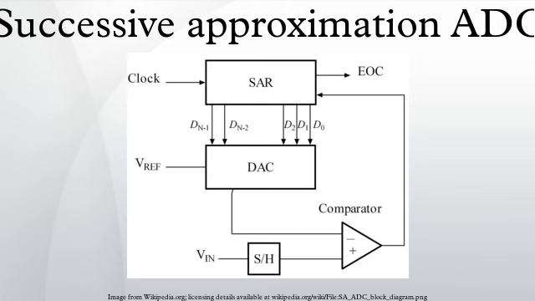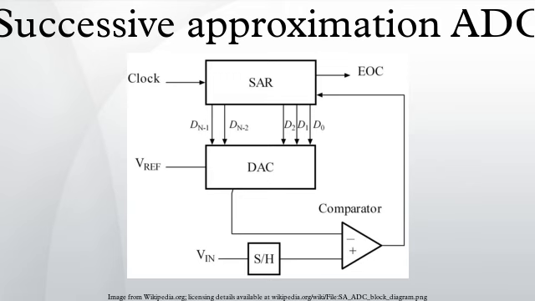Block diagram. Key: DAC equals digital-to-analog converter, EOC equals end of conversion, SAR equals successive approximation register, S/H equals sample and hold circuit, VIN equals input voltage, VREF equals reference voltage.